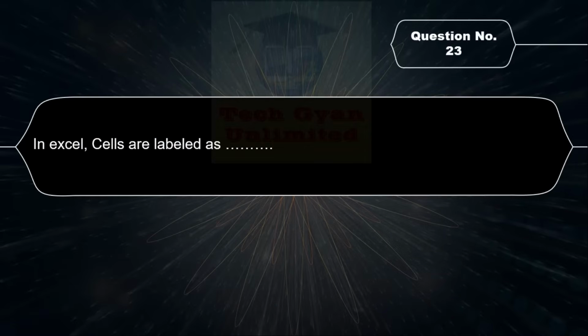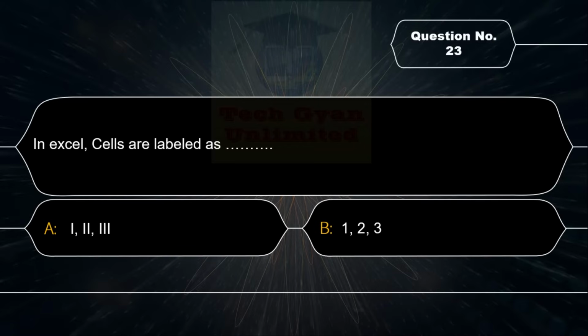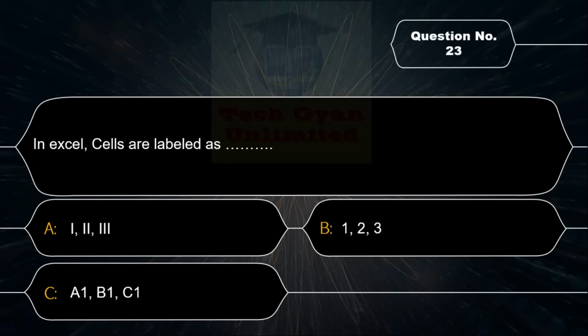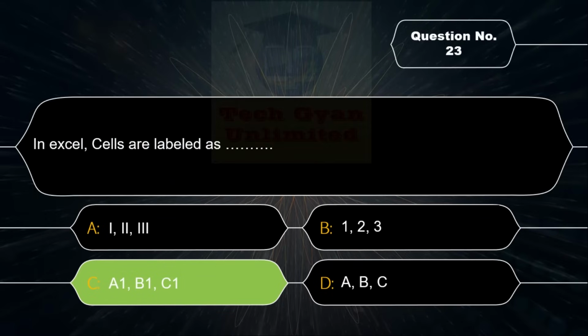In Excel, cells are labeled as? Option A, I, II, III. Option B, 1, 2, 3. Option C, A1, B1, C1. Option D, A, B, C. Correct answer is option C, A1, B1, C1. Cells are labeled as A1, B1, C1 and more.